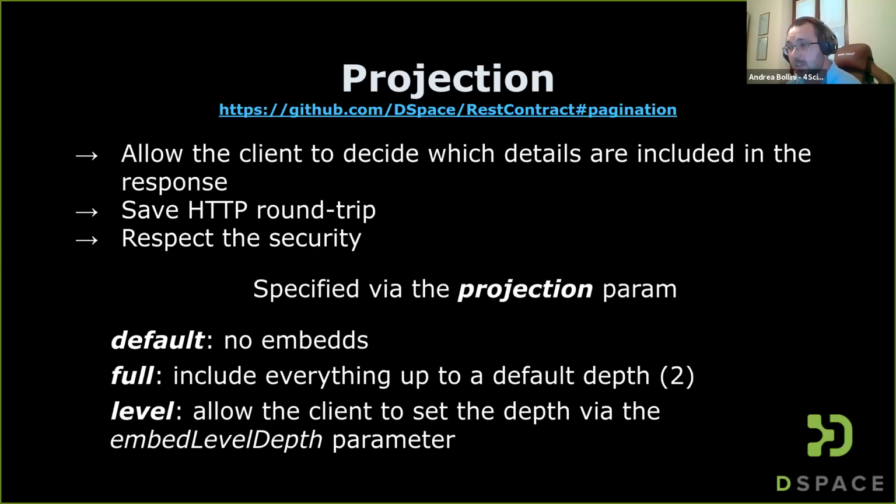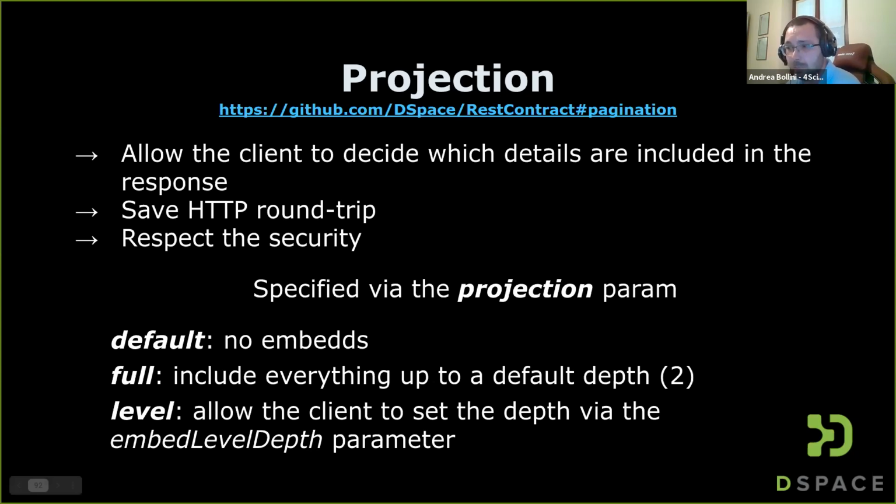In a basic approach, you will be required to make several REST API calls. You will ask for the items, and once you get an item, you will ask for the owning collection, the logo, and so on. But using projection, you can immediately say, oh, I'm interested in getting information about a specific linked entity, or the graph of all the linked objects up to a specific depth. This is exactly what the projection parameter allows you to do in the REST API.